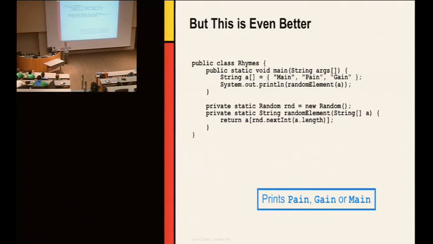It's only true for the one that's used by java.lang.math.random, the one that gives you floating point random numbers. Forget about that. Irrelevant. Anyway, so that's a nice program. And then how does the main look? We get an array containing main, pain, and gain, and we system.print out random element of A. So not only is this correct, but it is clearly correct. And that is what you want.